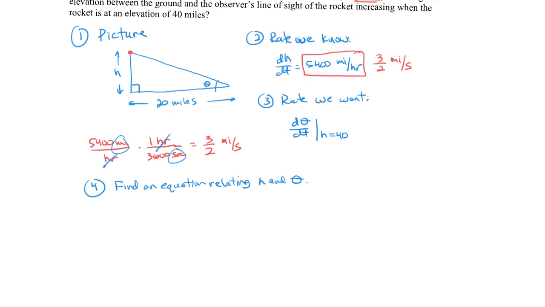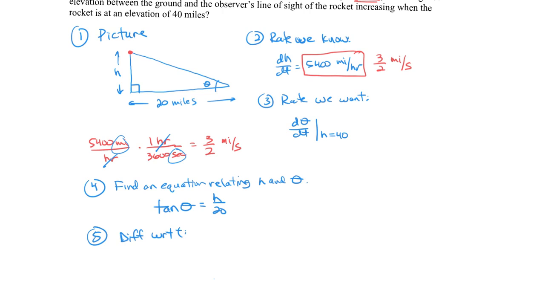Probably thinking tangent. So we could say, okay, we've got an equation here. Tangent of theta equals h over 20, right? Because tangent is opposite over adjacent. So tangent theta equals h over 20. And then step 5, we differentiate with respect to t.